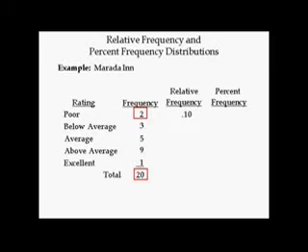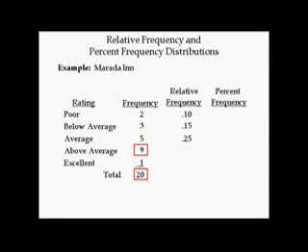Since 3 people rated Murata's quality as being below average, the relative frequency of customers saying Murata's quality was below average is found by dividing 3 by 20. The relative frequency is 0.15. Since 5 people rated Murata's quality as average, the relative frequency is found by dividing 5 by 20. The relative frequency of customers saying Murata's quality was average is 0.25.